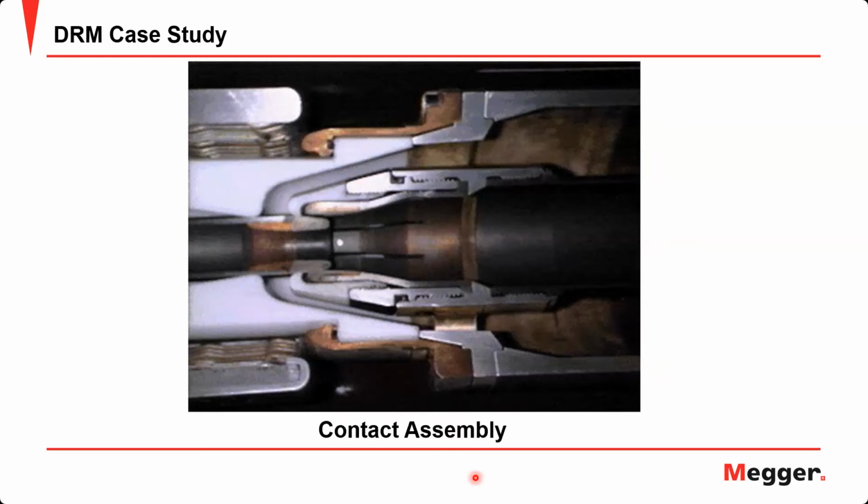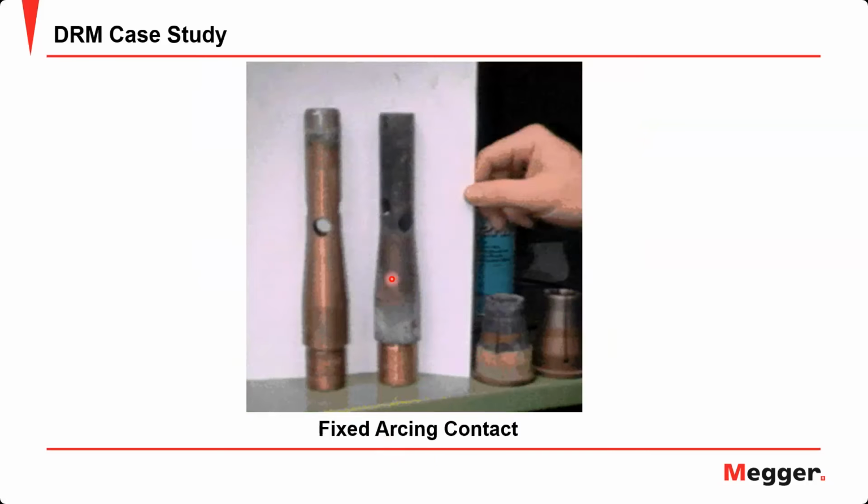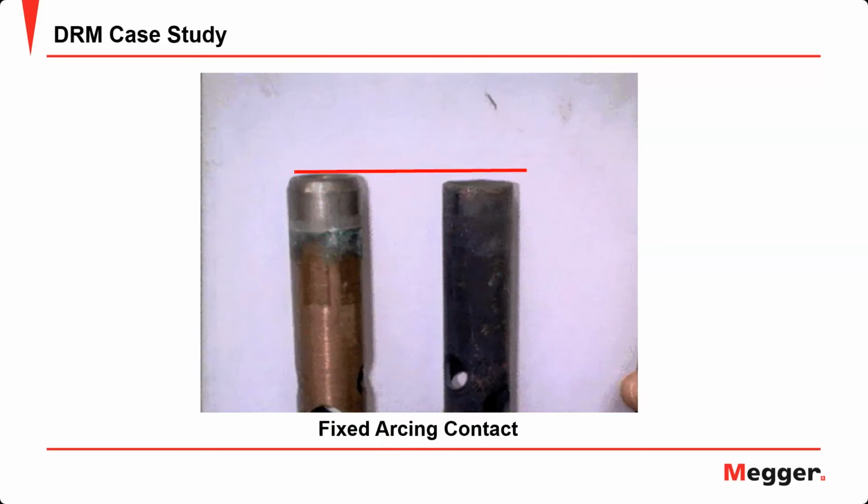This picture shows the contact assembly after they opened the breaker to inspect it. This is a newer one, and this is the one where the short circuit fault occurred. You can see it's very deteriorated. It's for the moving contacts. And this is the fixed contact. You can see it burned. There's much carbonization. And you can see the difference in length that we can detect using the dynamic resistance measurement.